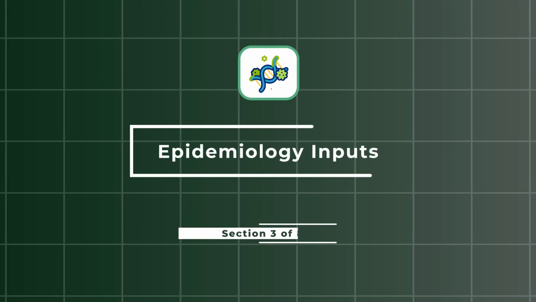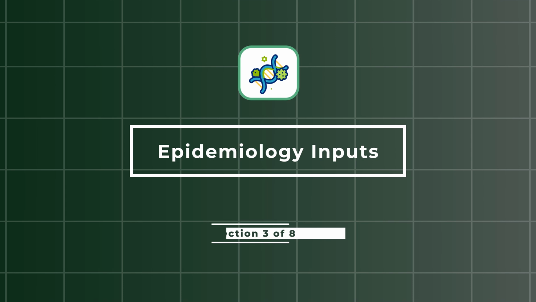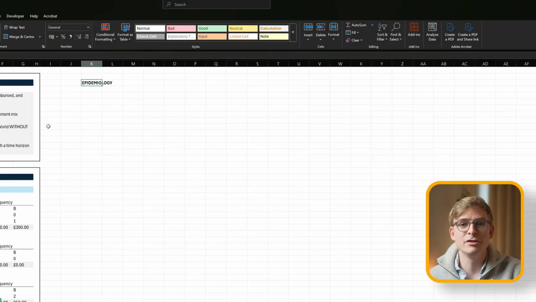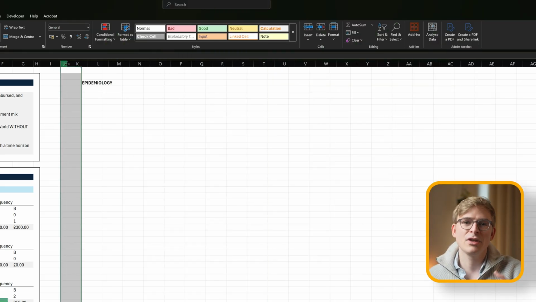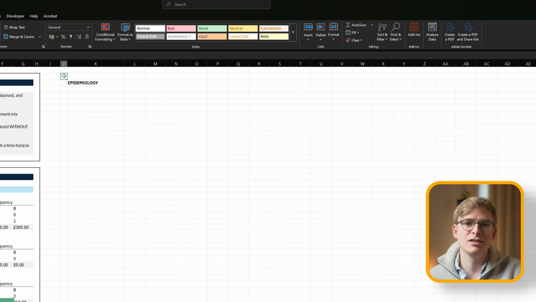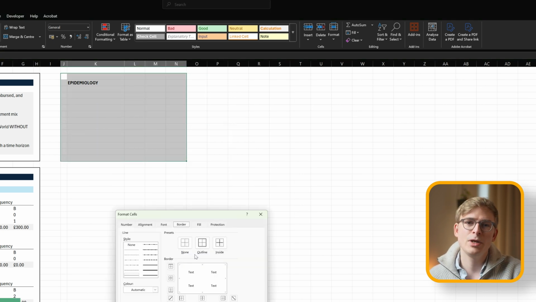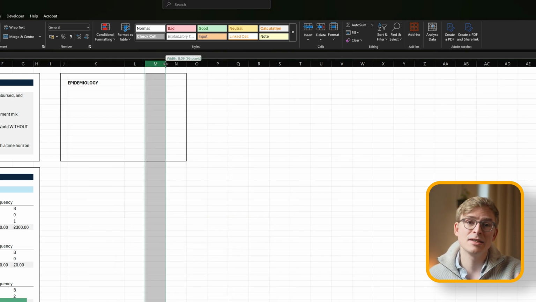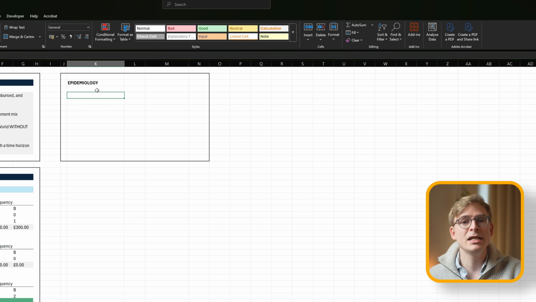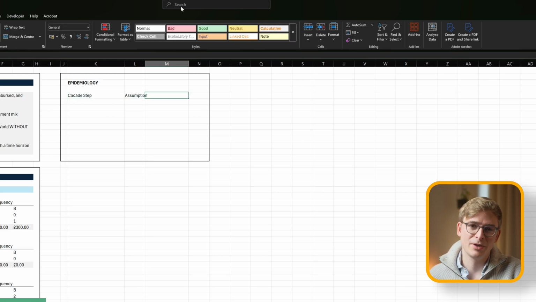For our EPI inputs, we want to know two things, really. First, we want to know the disease prevalence. This gives us an idea how many patients have the disease right now. Second, we need to understand the disease incidence. This tells us how many new cases there are over a defined time period. Let's start with the prevalence.